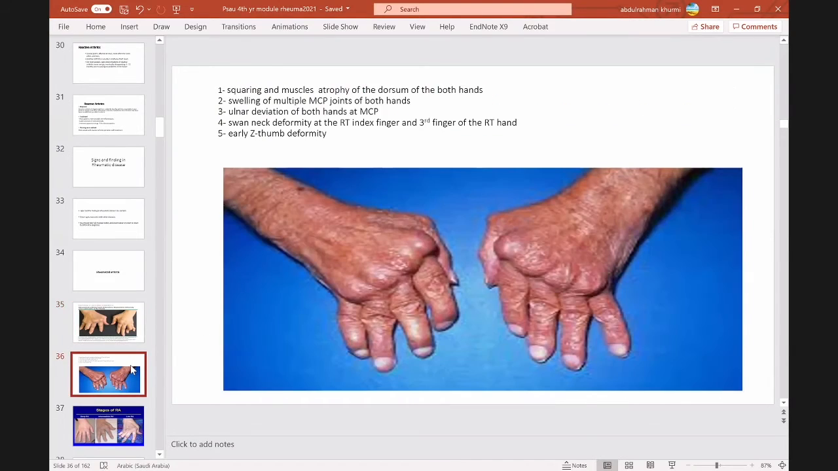Okay? Again, same. But here you can also see squaring of both hands and muscle atrophy.